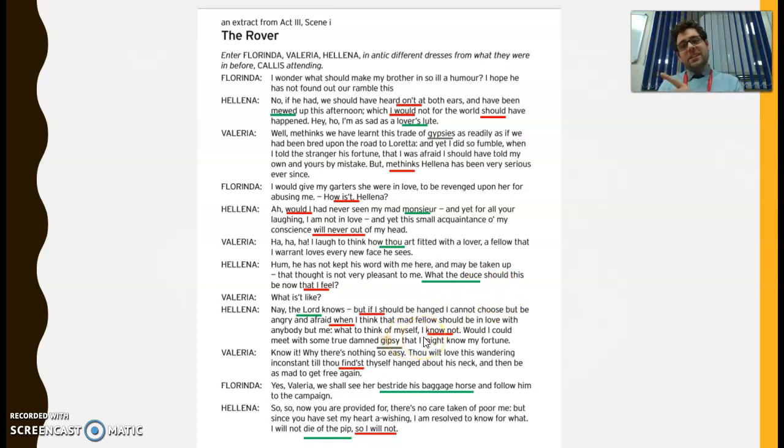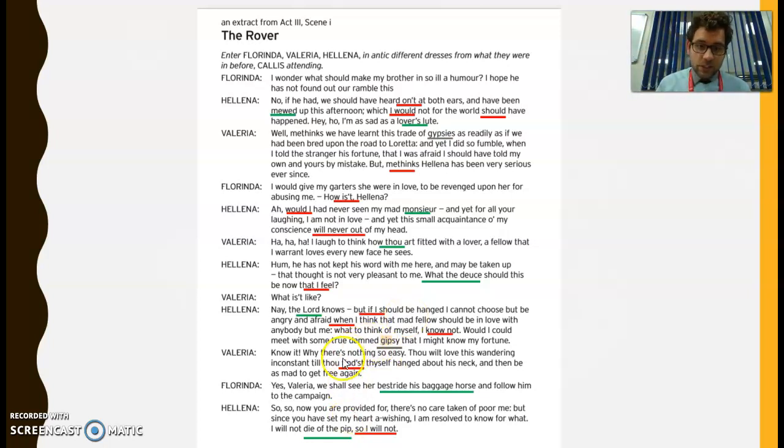So again, the subject comes at the end. Nowadays we say I don't know what to think of myself. The I is first, but in this one, what to think of myself. So the reflexive pronoun myself, the object, comes before the subject. Okay, so again we get that reversal in there.